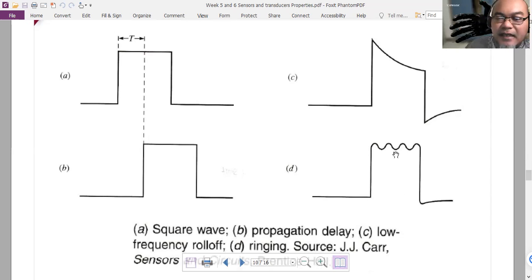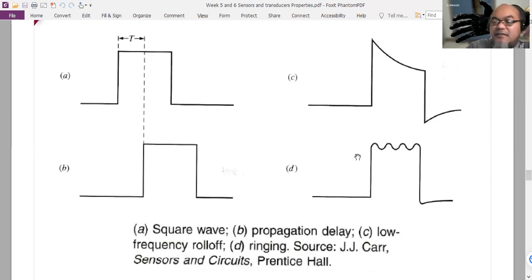Then we have the ringing. It is similar to high frequency noise added to the output signal of the sensor. While the output is supposed to be flat like this, it has this higher frequency ringing, or higher frequency value imposed on that step value.